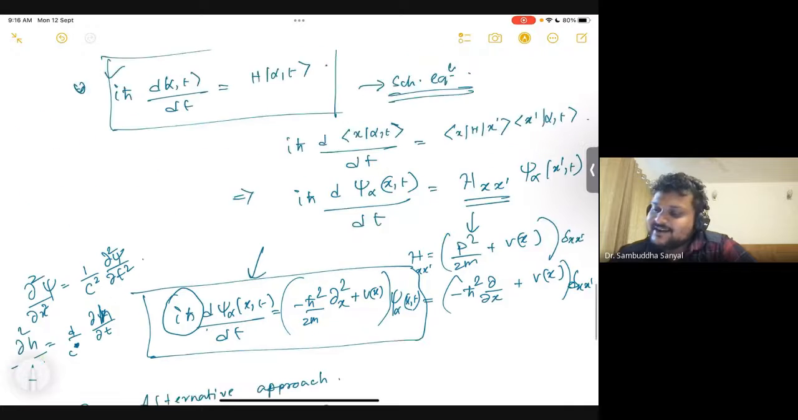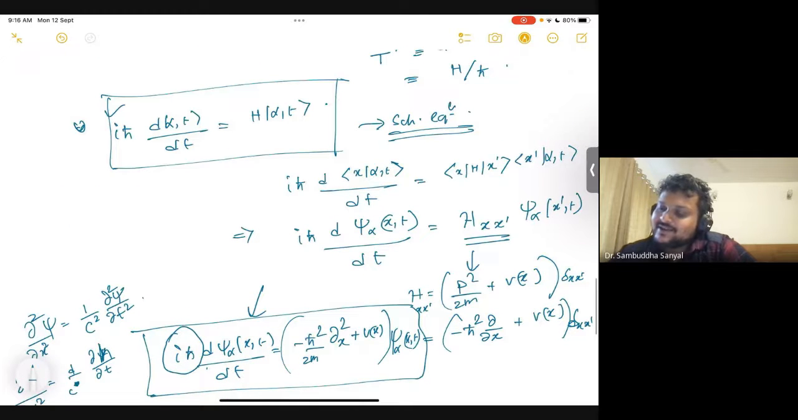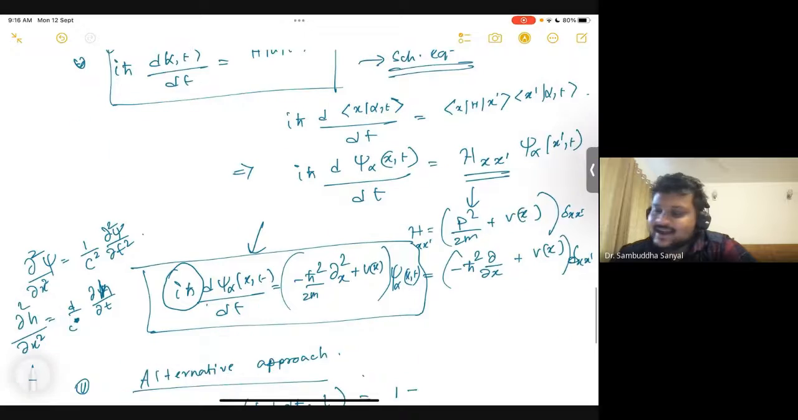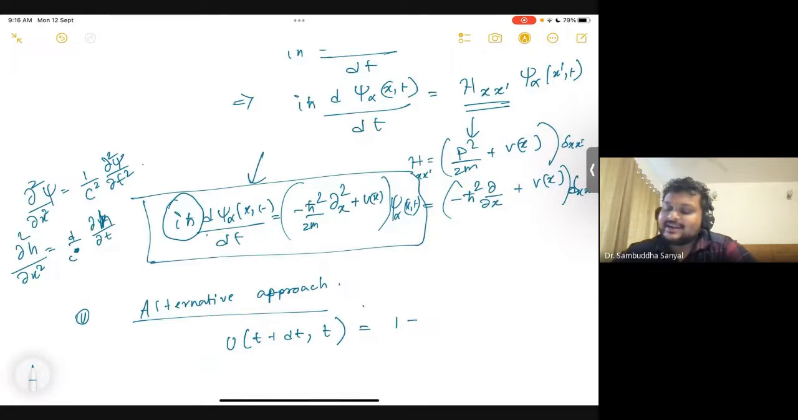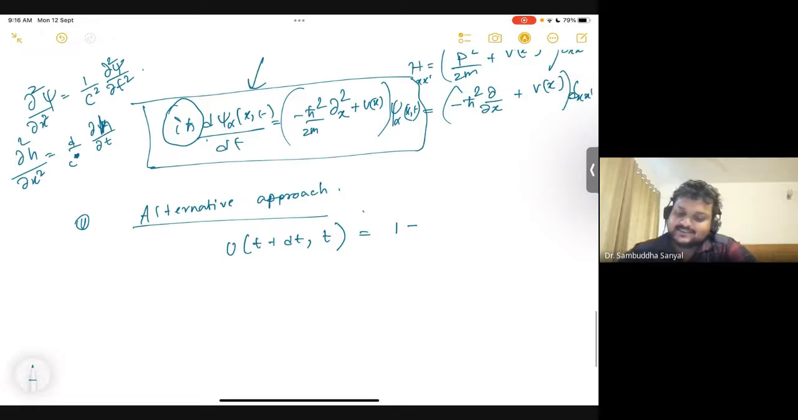But let's proceed from here, where we have worked out the Schrodinger equation in bracket form, and I have shown that this is exactly the same equation which you have seen before, but instead of a bracket, I write it in a particular position basis. Okay. So here is the alternative approach, which you will find in Sakurai.